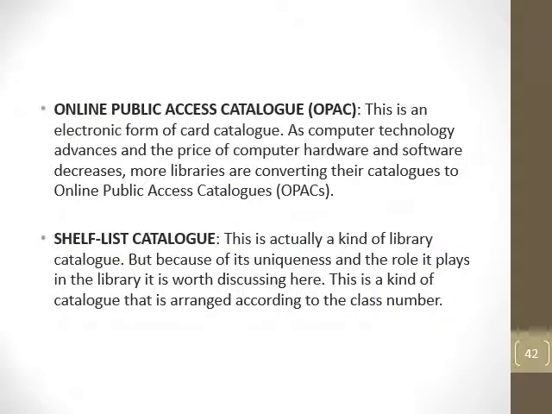Online public access catalog (OPAC). This is an electronic form of card catalog. As computer technology advances and the price of computer hardware and software decreases, more libraries are converting their catalogs to online public access today for easy sharing of resources by interlibrary loan or for interlibrary cooperation. Then we have shelf list catalog. This is actually a kind of library catalog, but because of its uniqueness and the role it plays in the library, it is worth discussing here. This is a kind of catalog that is arranged according to the class number.